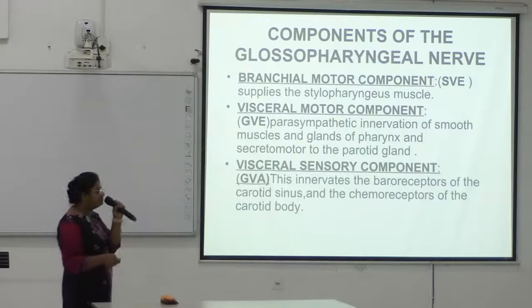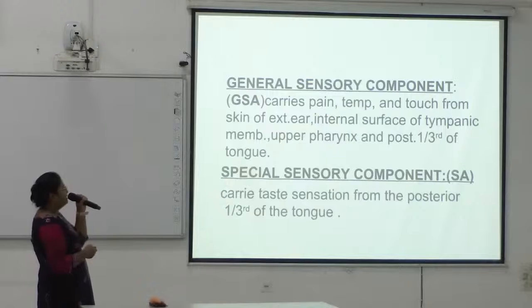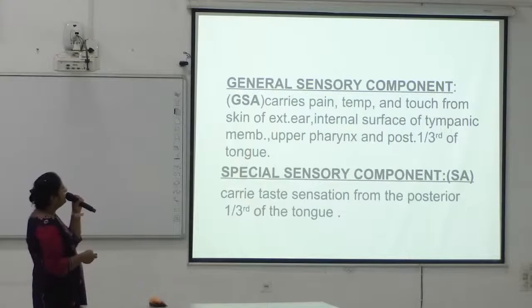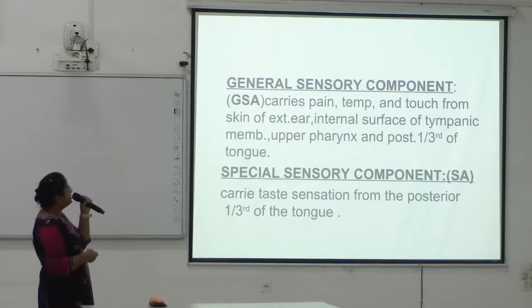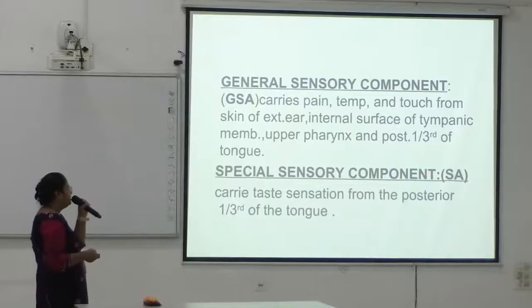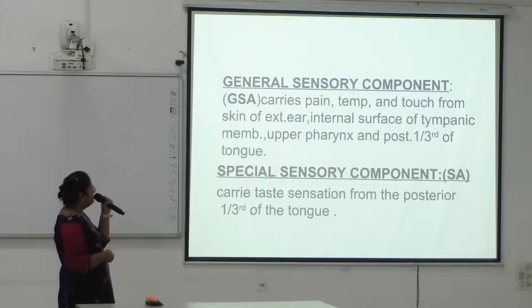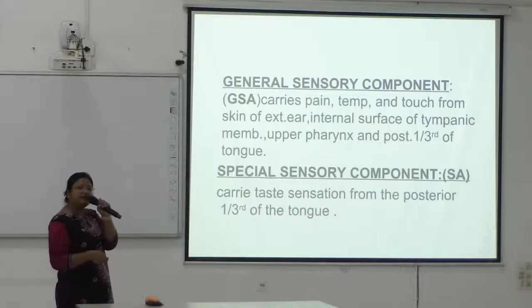Next is the general sensory component. It carries pain, temperature, and touch from the skin of the external ear, the internal surface of the tympanic membrane, and the upper pharynx and tongue. Next is the special sensory component, special afferent, which carries taste sensation from the posterior part of the tongue.